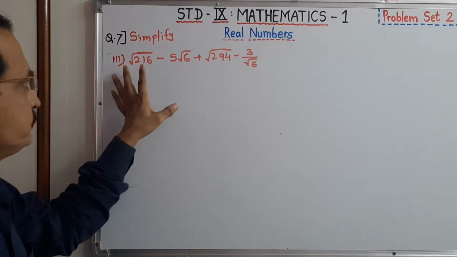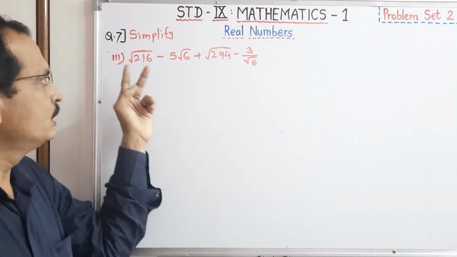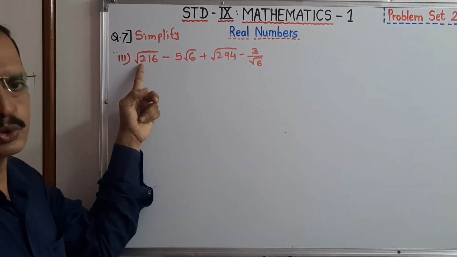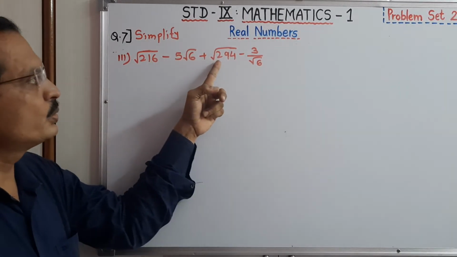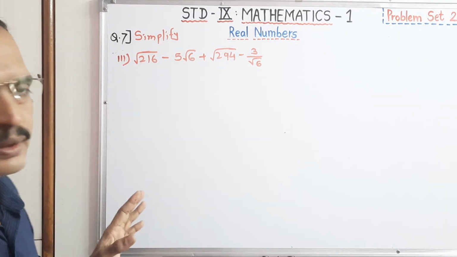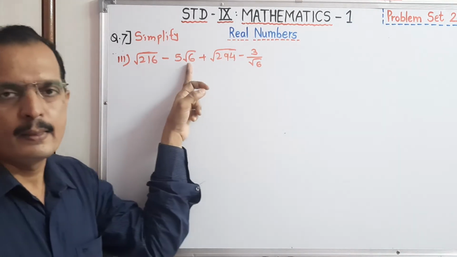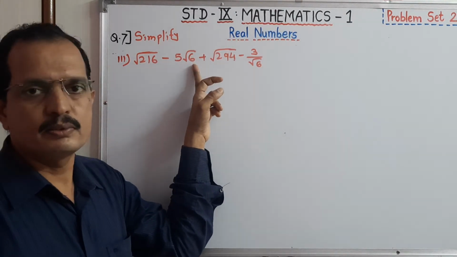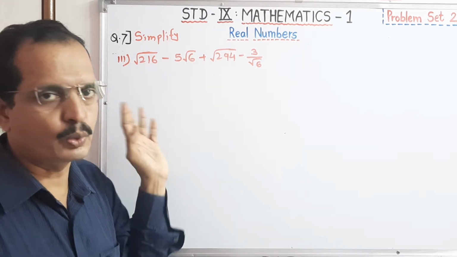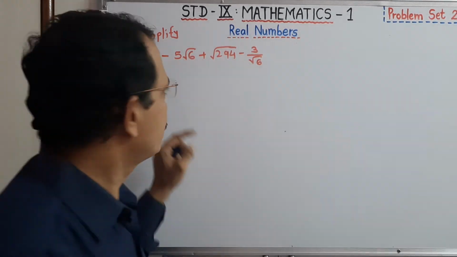Now see here, we have to see the order. Order is 2. A quadratic surd is there. We have to factorize this 216, 294 and this 3 upon root 6. What to do? First of all, see here, it is root 6. Can we factorize this 6? One factor should be a perfect square. No.